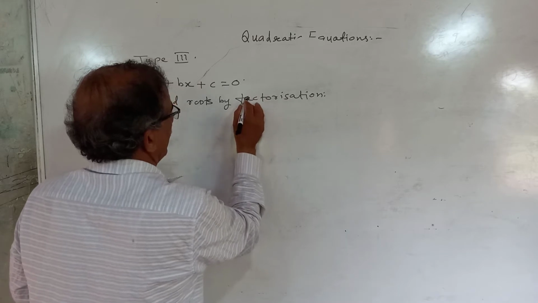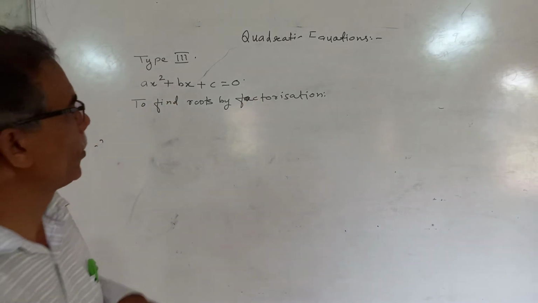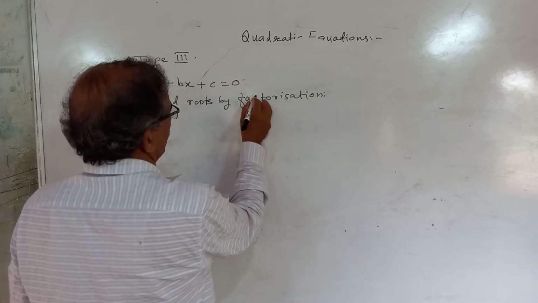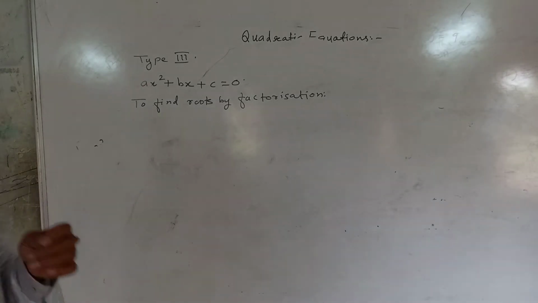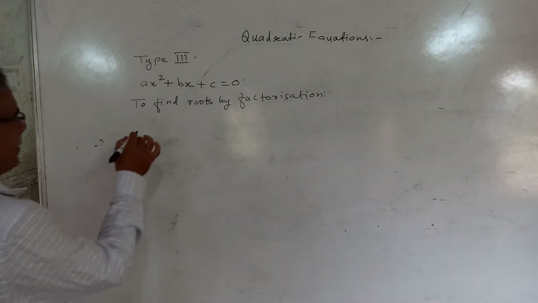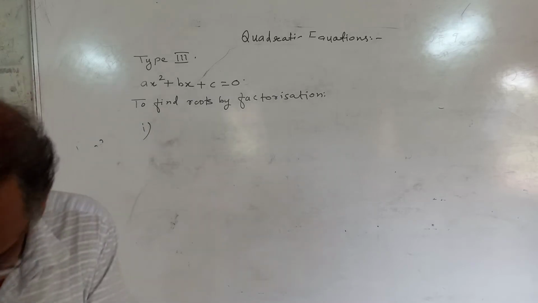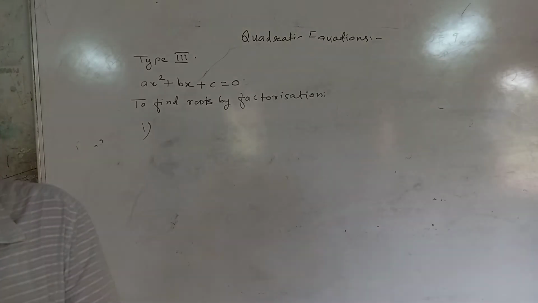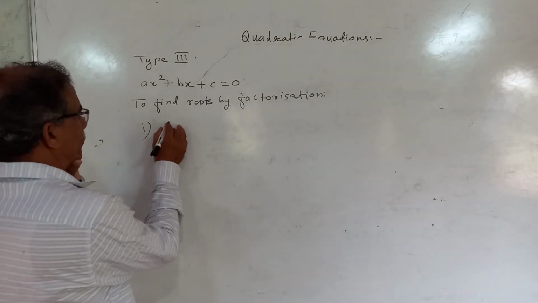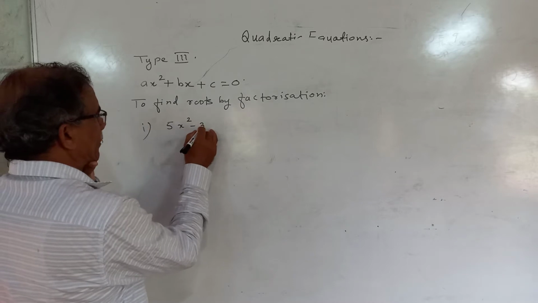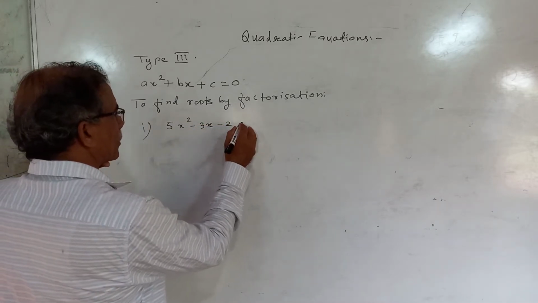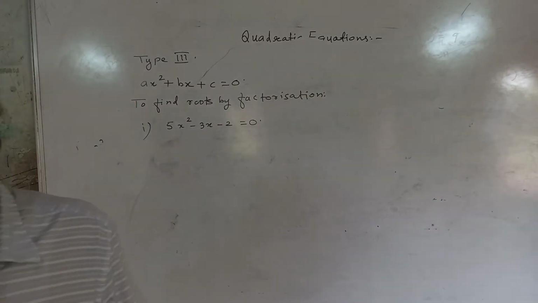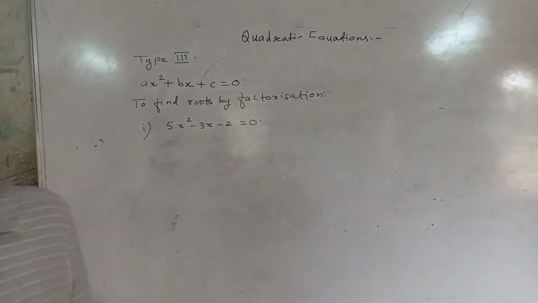Find root by factorization. It is also called as what? Splitting middle term. Now I shall take here one example of this type. Very simple example first I shall take: 5x square minus 3x minus 2 is equal to 0.